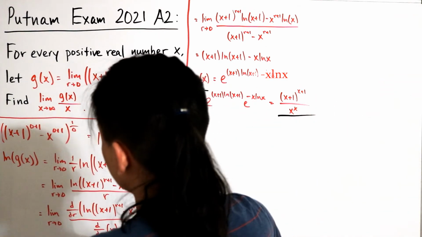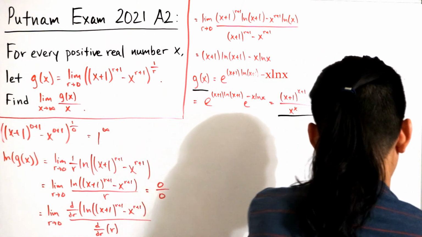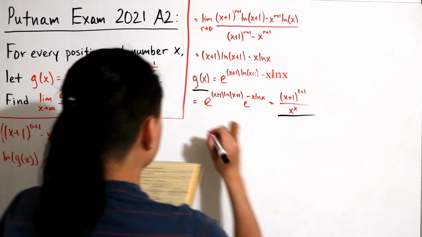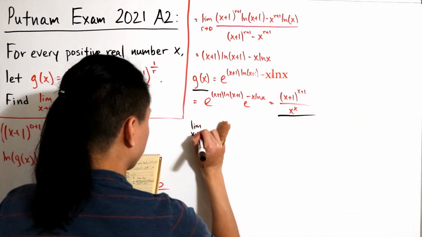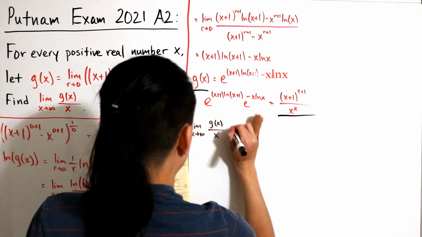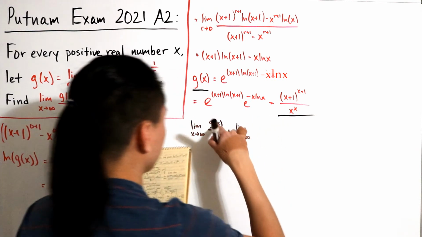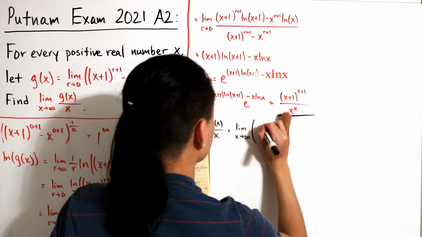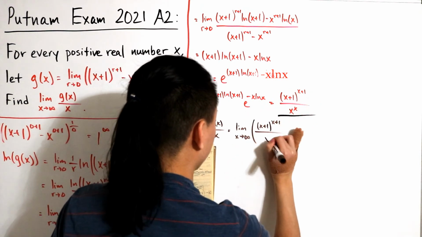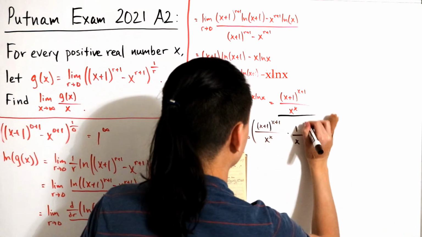So now all that's left is to calculate the limit of g of x over x as x approaches infinity. So let's finish this off. Let's write the limit as x approaches infinity of g of x divided by x. Now we just plug this in: just substitute the g of x in here. So this is x plus 1 to the power x plus 1 divided by x to the power x. Then I can write the divide by x as a 1 over x, so multiply by 1 over x.